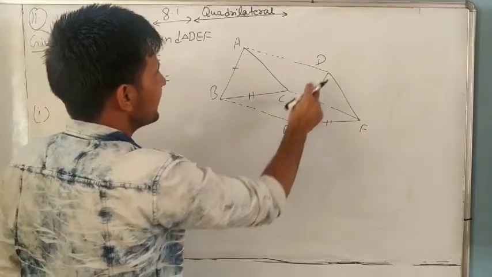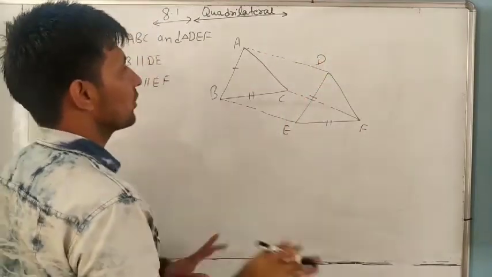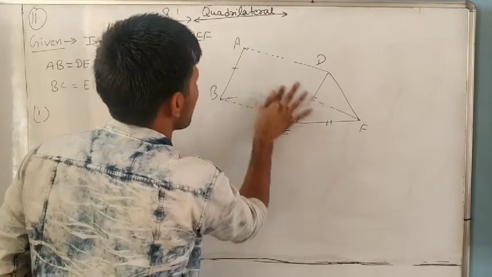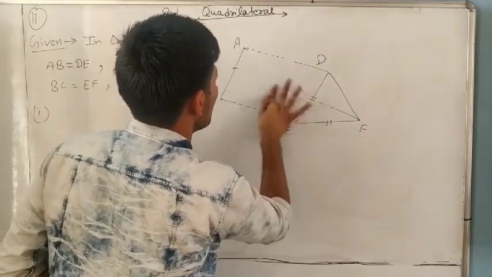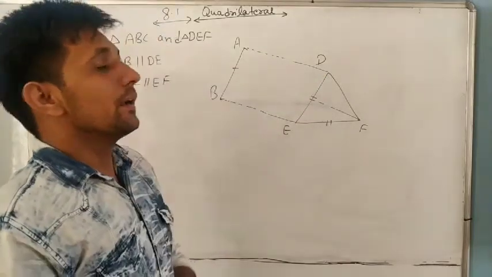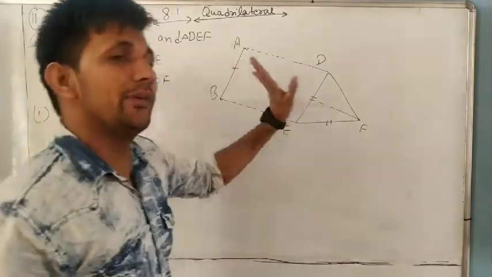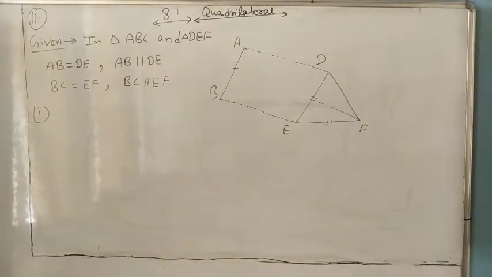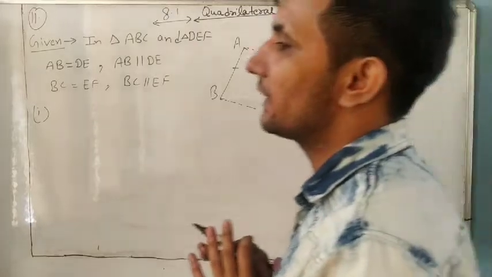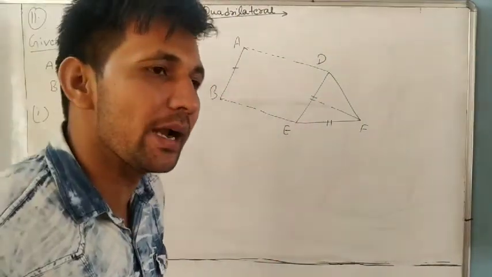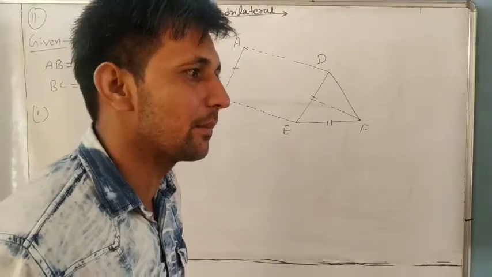ABED is a parallelogram. Forget everything, nothing is given inside. Suppose it is. So prove that ABED is a parallelogram. It is a quadrilateral, you know, and you want to prove that it is a parallelogram. In what case can you say that any quadrilateral is a parallelogram? If one pair of opposite sides are equal and parallel, we can say that it is a parallelogram.